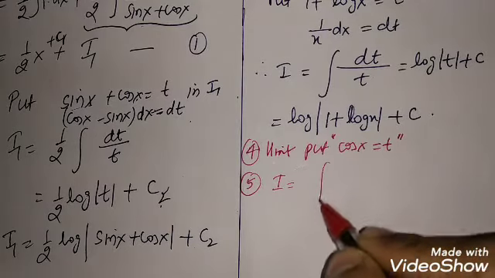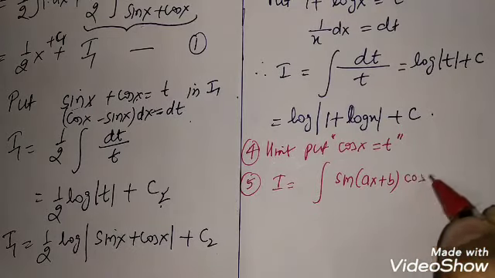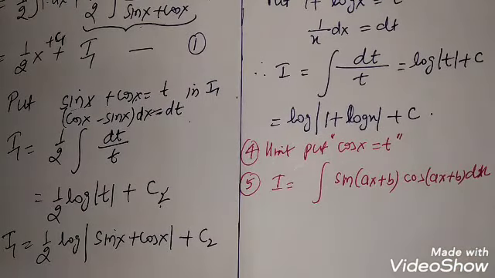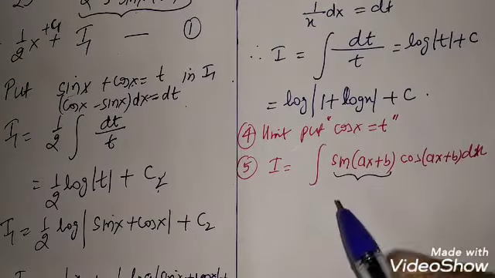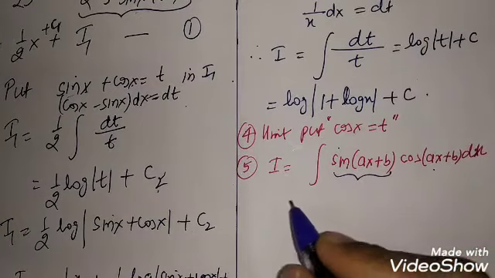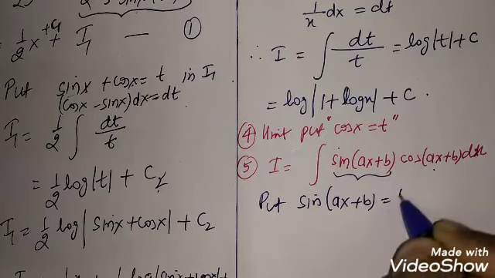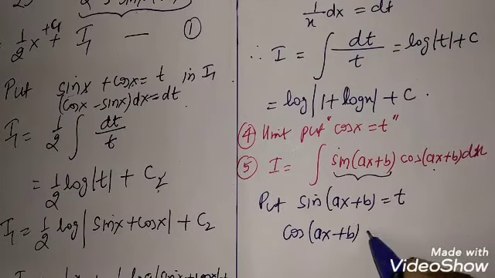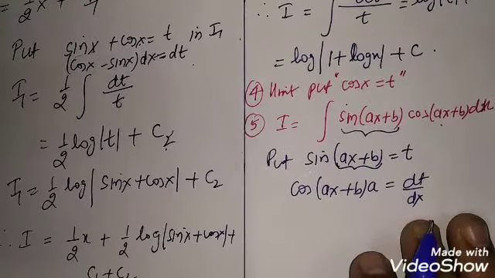Fifth question is the integration of sin(ax plus b) cos(ax plus b) dx. Put sin(ax plus b) to be t. As you know, the derivative of sin x is cos x, so this gives cos(ax plus b). Differentiating with respect to x on both sides, we get a cos(ax plus b) equal to dt upon dx.